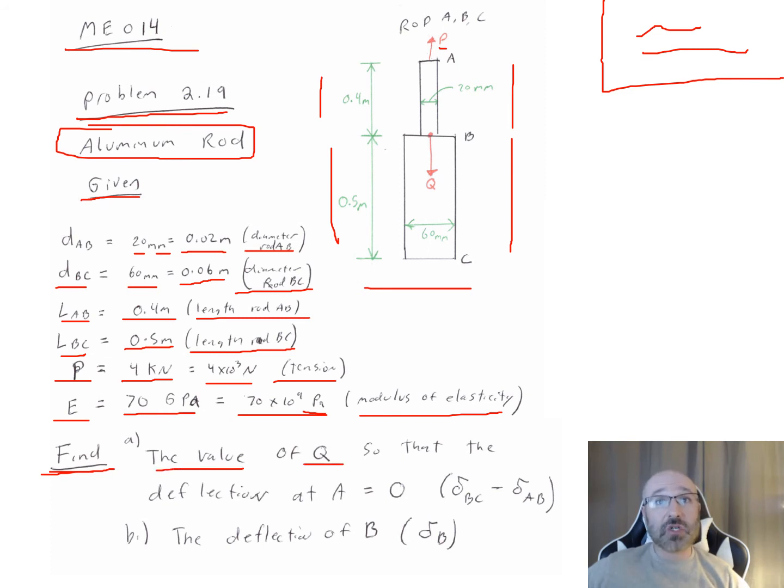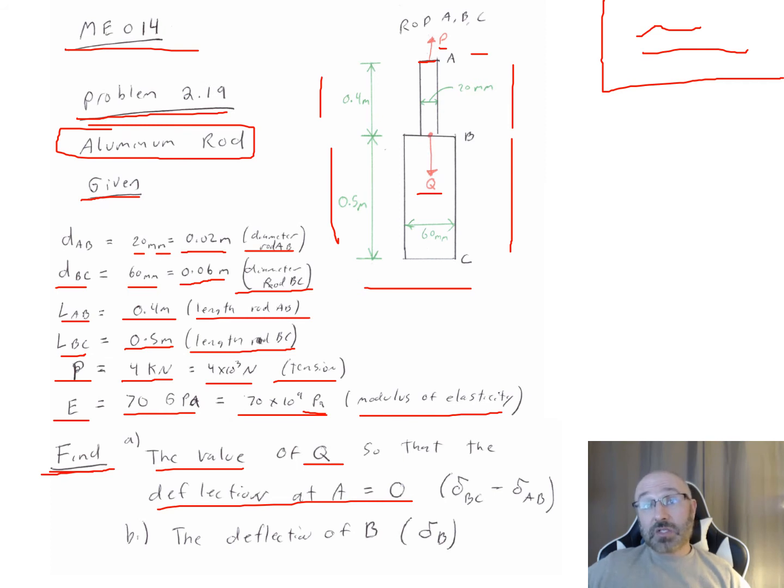We can reference back. There's our Q value right there, acting down now in the opposite direction of P at point B, so that the deflection at A is 0. So let's think about this for a minute. We want this deflection at A to be 0. For that to be 0, if we're elongating AB and we don't want point A to move, what needs to happen to BC? Well, BC is going to have to compress if AB is going to lengthen and point A doesn't move at all.